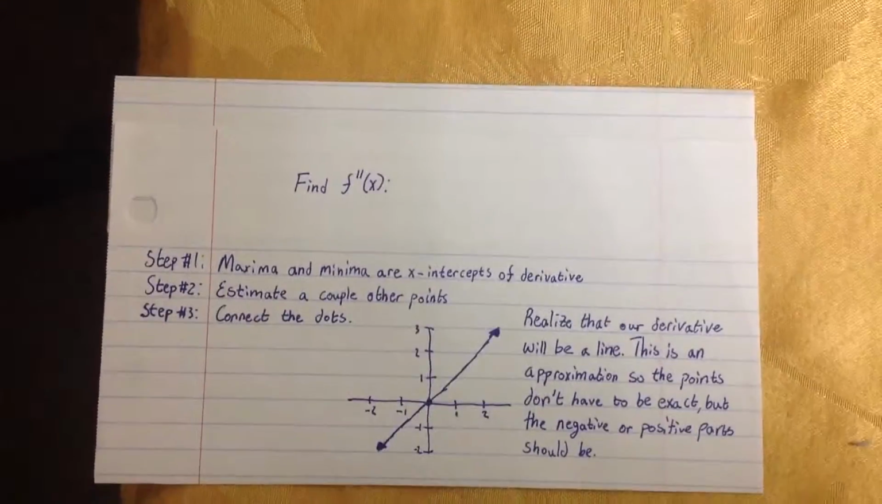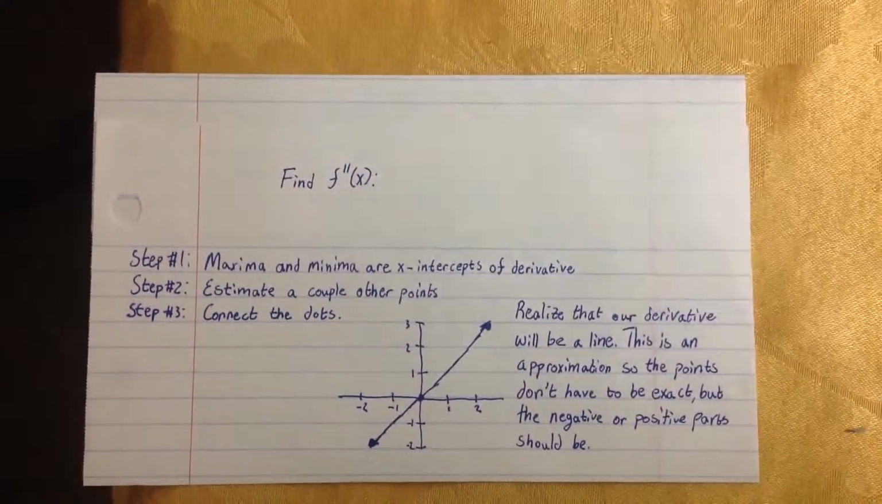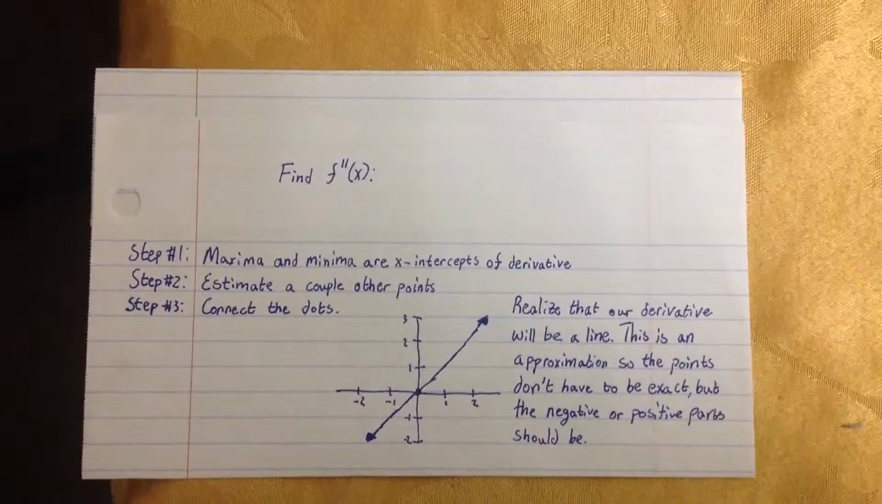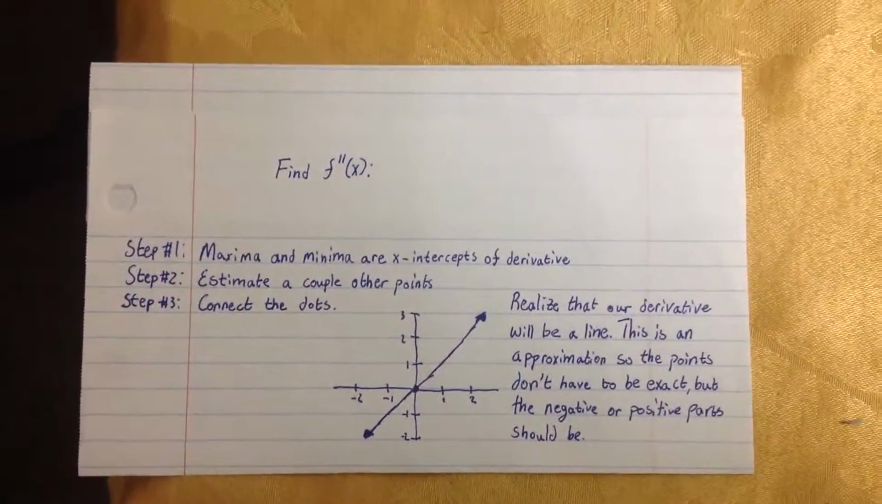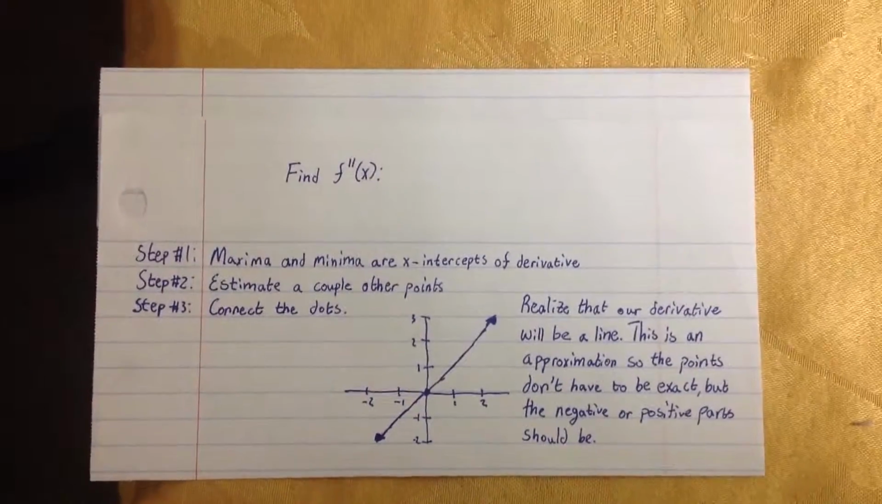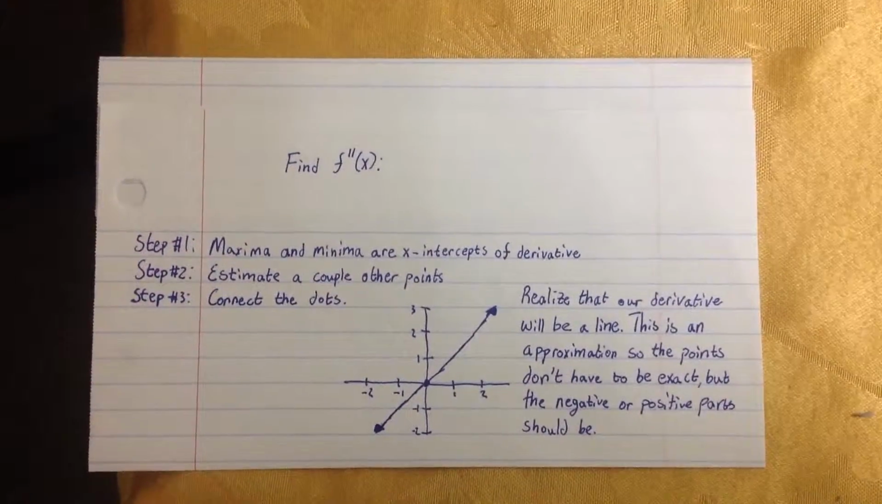Keep in mind, if it was an x squared graph, then we would get the graph of 2x, so we would have a positive slope, obviously. So that's our function here.